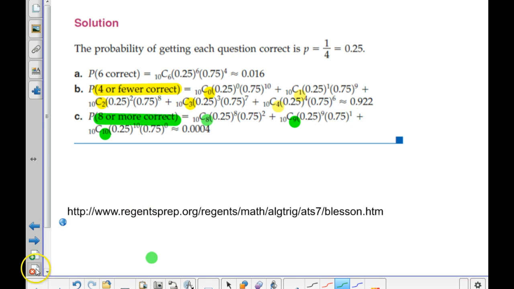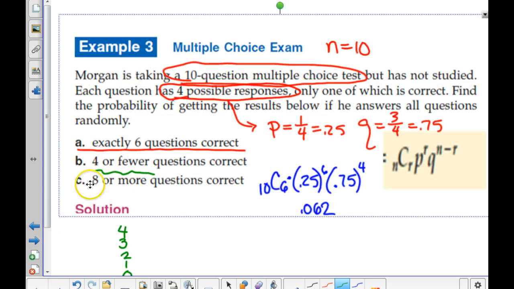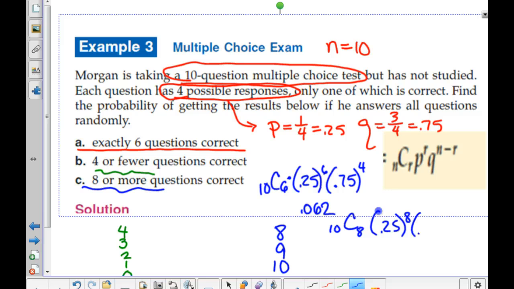Okay? I'm going to show you a shortcut. 8 or more correct. Could we do that one by hand? That one's a little bit shorter. It'd be what? 8, 9, or 10 correct. Let's try it one more time by hand. 10C8 times 0.25 to the 8 times 0.75 to the what? Okay? Someone tell me what the next one would be if I wrote it out. 10C9, 0.25 to the 9th times 0.75 to the 1.